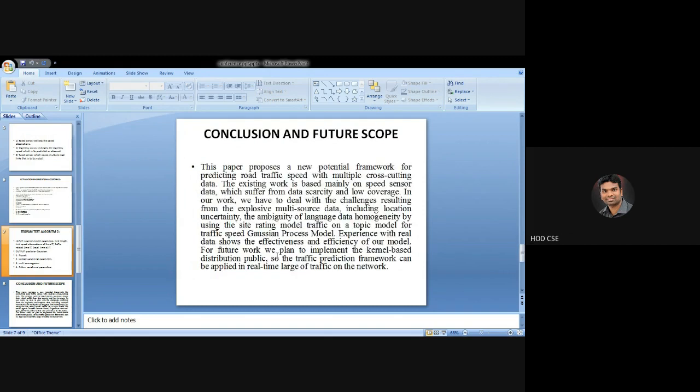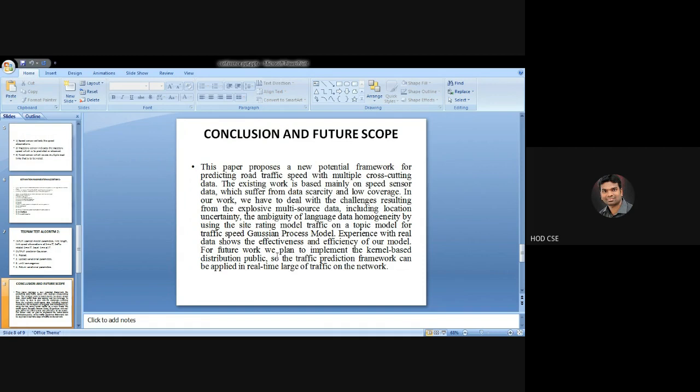And so in this paper, we have a conclusion: a new potential framework for predicting road traffic speed with multiple cross-cutting data. The existing work is based on a linear speed sensor. So we are using such sensors: the speed sensor, trajectory sensor, and tweak sensor. With these sensors, we are able to predict the violations in the traffic, so we can avoid data scarcity and low coverage. In our work, we mainly focus on dealing with challenges resulting from explosive multi-source data, including location uncertainty, ambiguous and heterogeneous data, to be segregated with the support of the Gaussian process model.